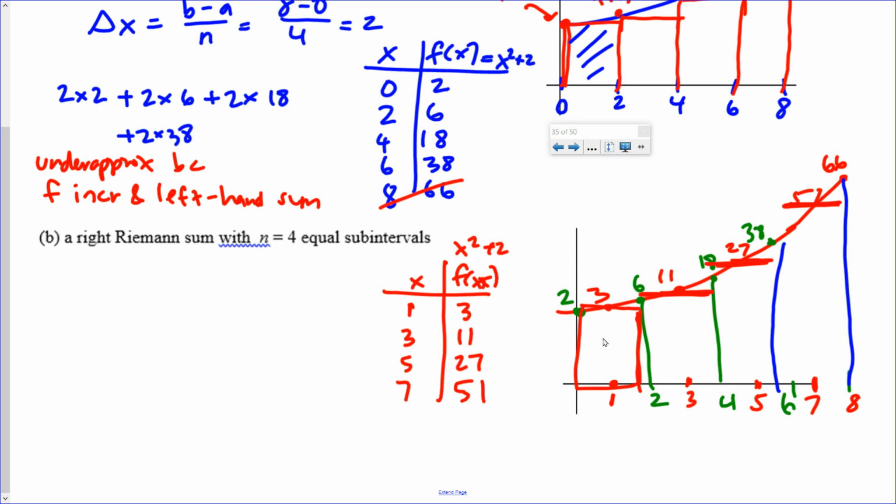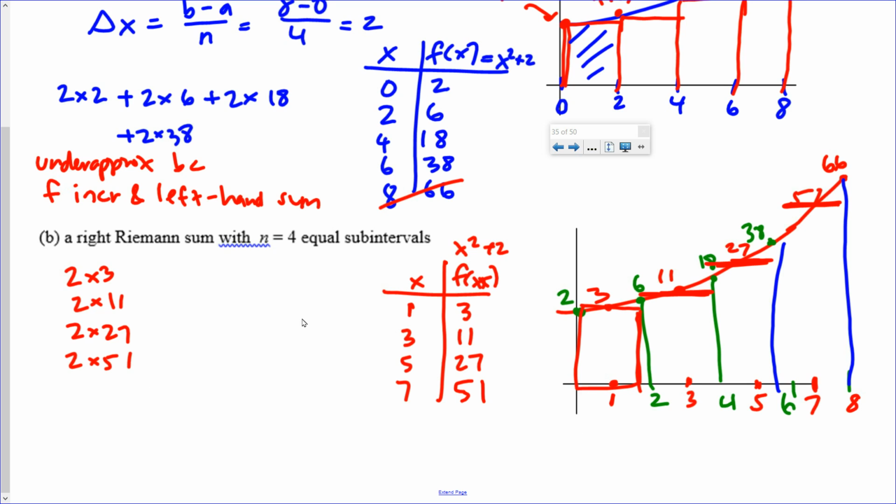It's a geometry problem. What's the area of the first rectangle? That's going to be 2 by 3. What's the area of the second rectangle? That's going to be 2 by 11. Okay. What's the area of the third rectangle? That's going to be 2 by 27. And what's the area of the fourth rectangle? That's going to be 2 by 51. And then you'll add all those numbers together. Does that make sense? Okay. And you'll get the area using midpoints.